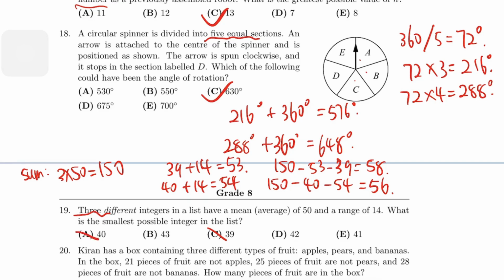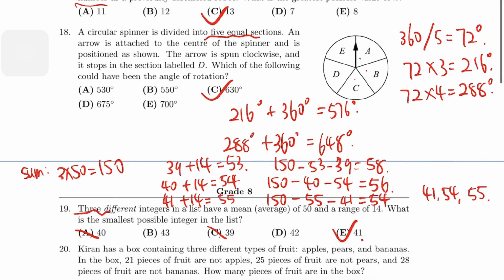Next, we can try 41. So 41 plus 14, which is 55. So 150 minus 55 minus 41, which give us 54. So 54 lies in the middle. So the three numbers should be 41, 54, and 55. Answer is E.